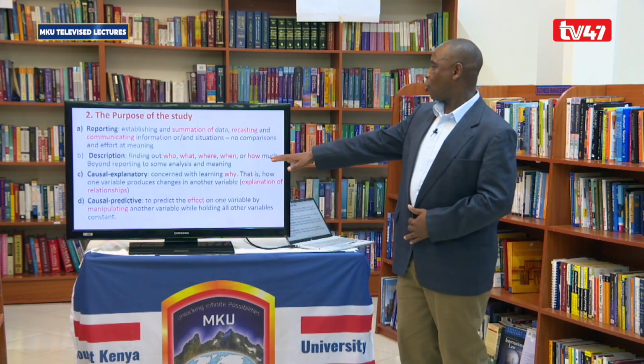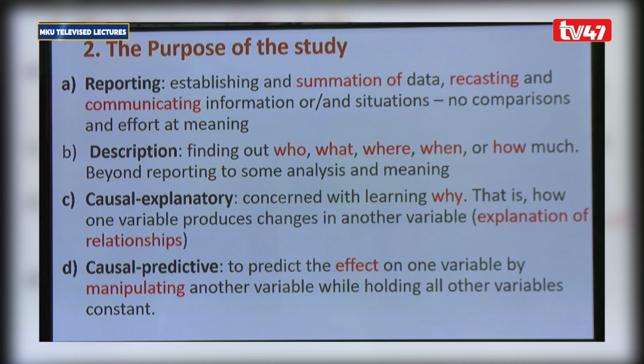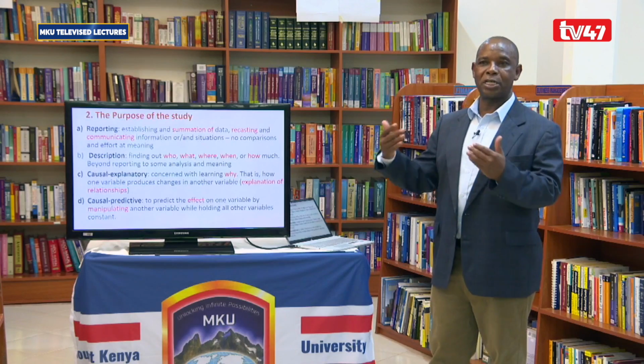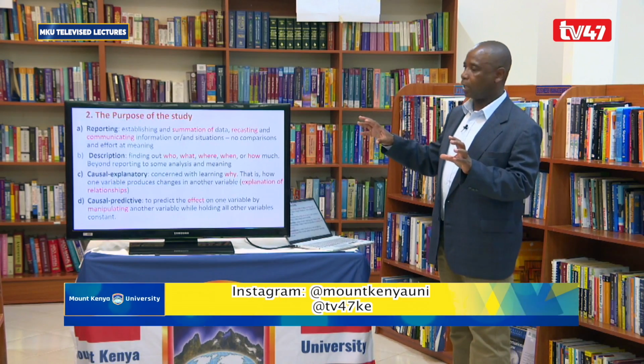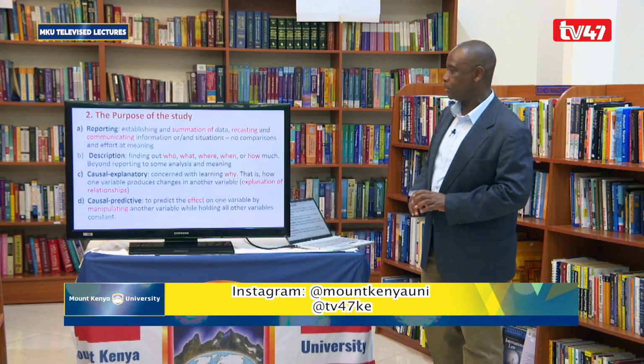Then you have got causal-predictive, meaning that you not only explain, but you develop a design that in different situations and circumstances, you are able to predict that a model, if you did this or that, you can be able to predict that. That's what you call causal-predictive. So designs are classified according to the purpose of the study.